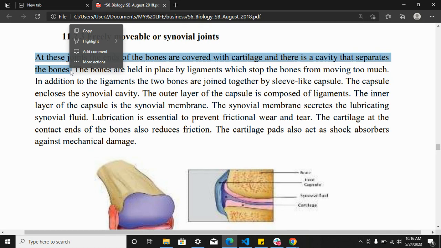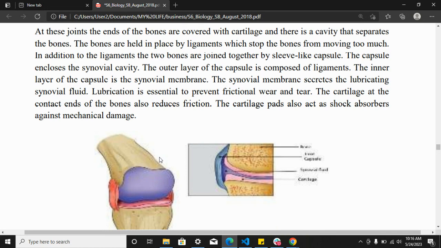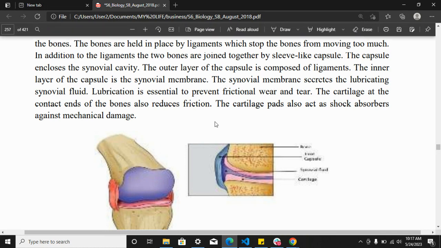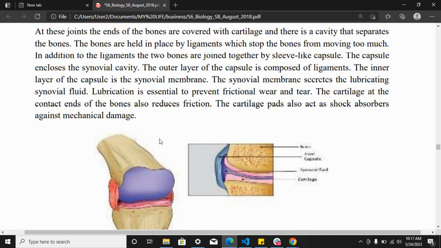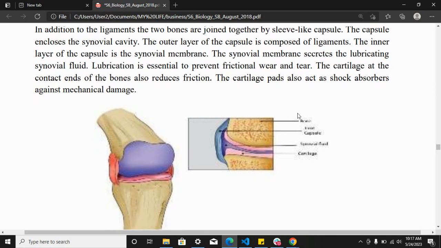In addition to the ligaments, the two bones are joined together by a sleeve like capsule. The capsule encloses the synovial cavity. The outer layer of the capsule is composed of ligaments. The inner layer of the capsule is the synovial membrane. Inside we have what we call the synovial membrane, which produces the synovial fluid, which also helps support the cartilage and its regeneration, right?